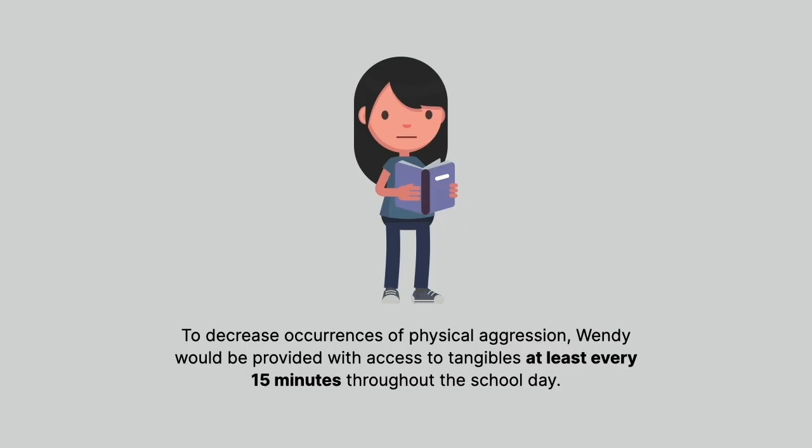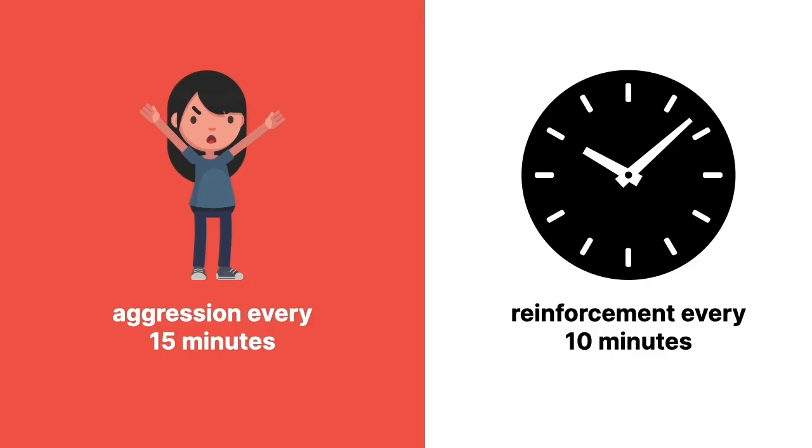Before implementation of a fixed interval differential reinforcement of other behavior procedure with Wendy, she engaged in physical aggression towards adults approximately every 15 minutes throughout the school day. To decrease occurrences of physical aggression, Wendy would be provided with access to tangibles at least every 15 minutes throughout the school day. Otherwise, Wendy would resort to engaging in physical aggression towards adults to access tangibles as she had done in the past. To safeguard against this scenario, Wendy's IEP team decided to implement fixed interval differential reinforcement of other behavior procedures beginning with 10-minute time intervals.